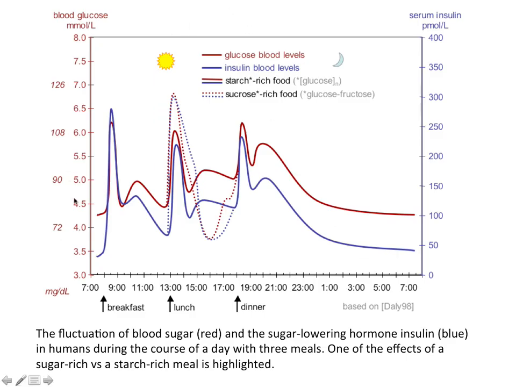Now in this chart you can see the level of insulin, which is shown in the blue line, and the level of glucose in a normal person. During or after breakfast, the level of glucose goes up. Similarly, the insulin level also goes up after breakfast. Similarly, after lunch, both insulin and glucose levels go up, and after dinner, both glucose and insulin levels go up. So this is the chart for the normal person.